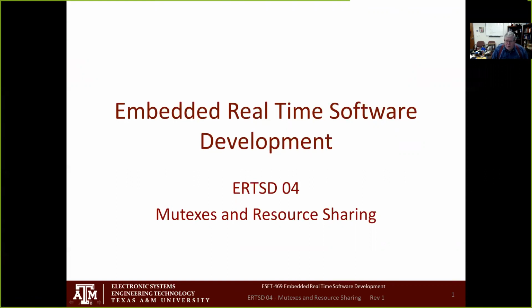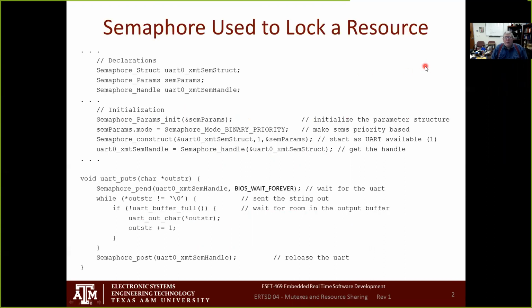Today we are going to be talking about mutexes and resource sharing. And so that's a little bit like semaphores. It actually is a derivative of semaphores, but it's used for a very specialized purpose, and we'll see what's going on here. As you remember from last week's lectures, one of the uses of a semaphore is to lock a resource.